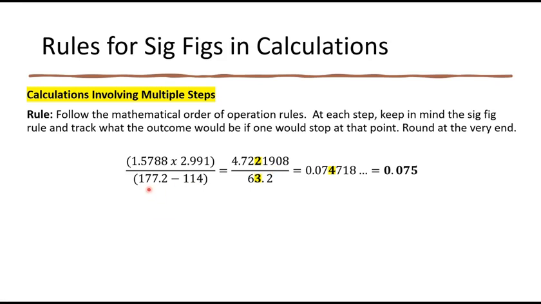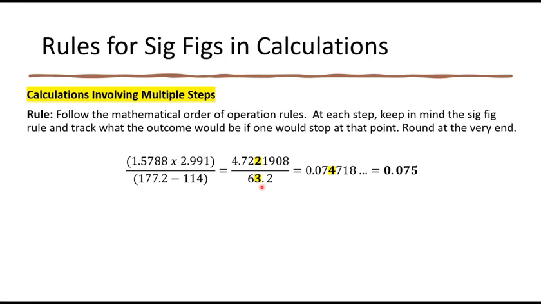In my denominator, the operation is subtraction. With subtraction, we care about where the last sig fig is at. In our first term, the last significant figure is the 2, and it stops at the tenths place. In our second term, our last sig fig is a 4, and it stops in the ones place. When we take the difference, 177.2 minus 114, we get 63.2 on our calculators, but we know, based on the operation, our last significant figure would be in the ones place.